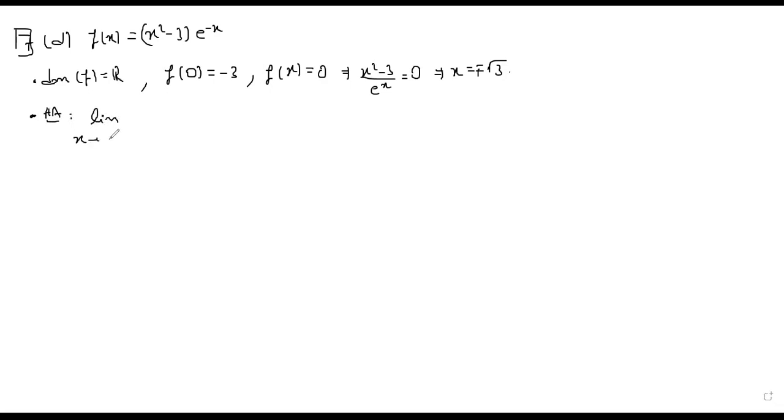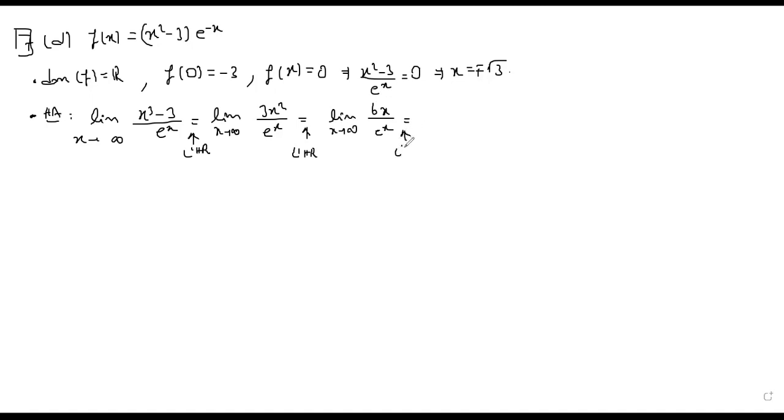We need to check the limit when x is approaching infinity. So we have x squared minus 3 over e to the x. So we have infinity over infinity, right? When x is approaching infinity, we can apply the L'Hopital rule. So the derivative of the numerator is 3x squared over e to the x, and the denominator's derivative is the same. And we can apply the rule again because we have infinity over infinity. So we have 6x over e to the x. As you see, we need to apply the rule again.